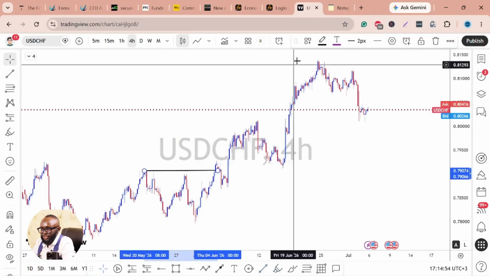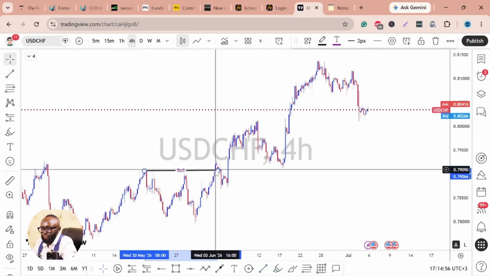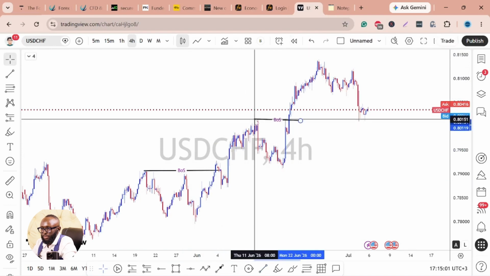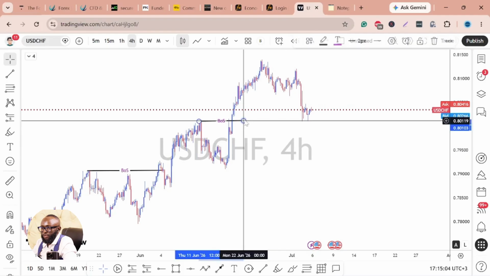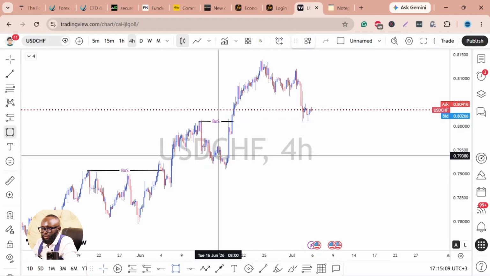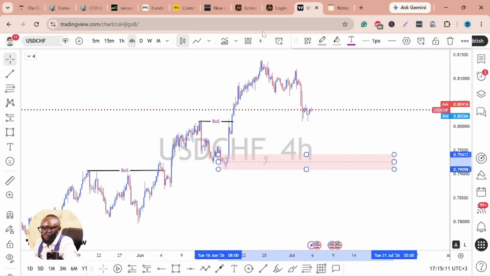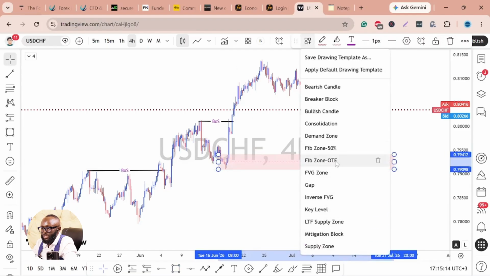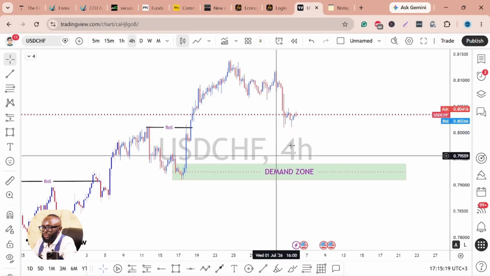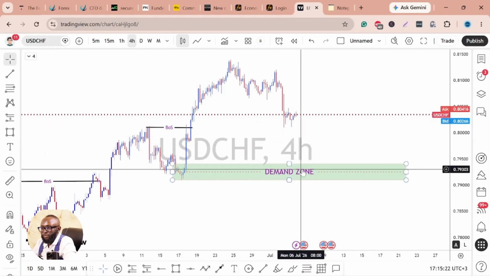I'll just map out the charts very quickly. So this was a break of structure. Then we also had another break of structure going up. Therefore, it means that this zone over here is the one that led to the last break of structure. So this is my area of interest as a demand zone. Therefore, I'll be looking to get any longs on USD JPY, USD CHF from this particular zone.